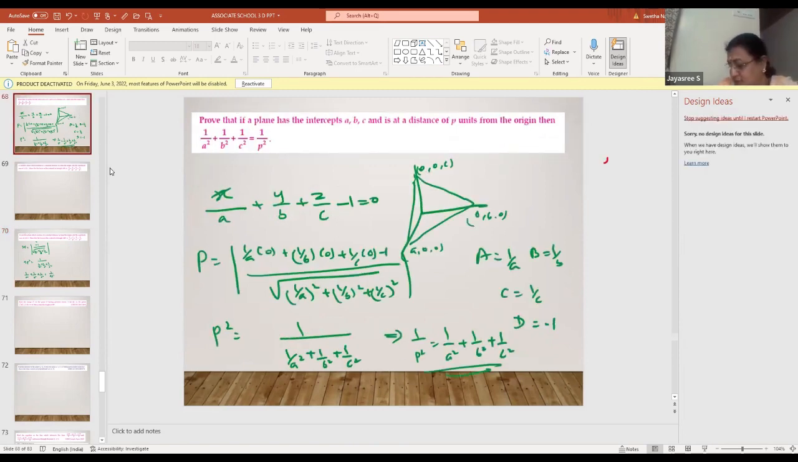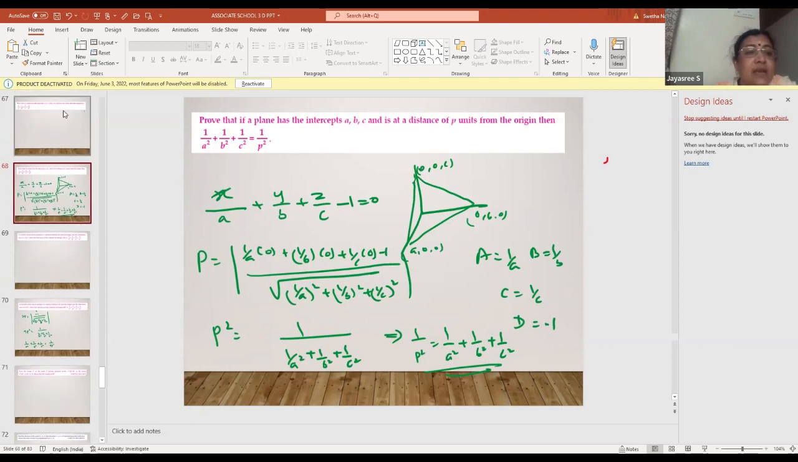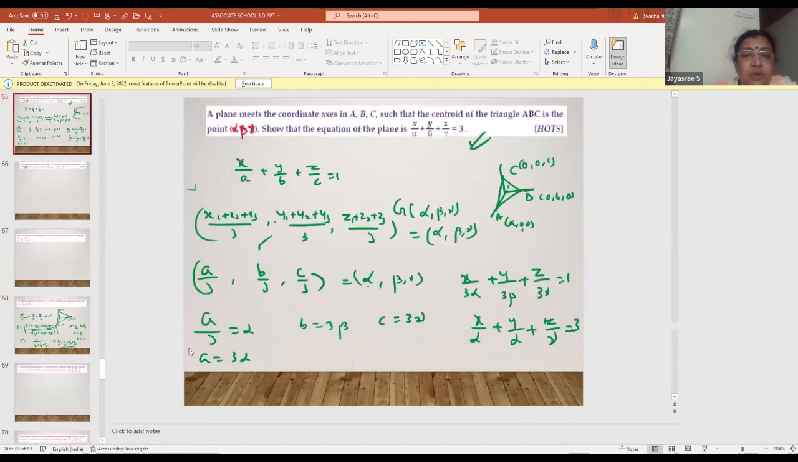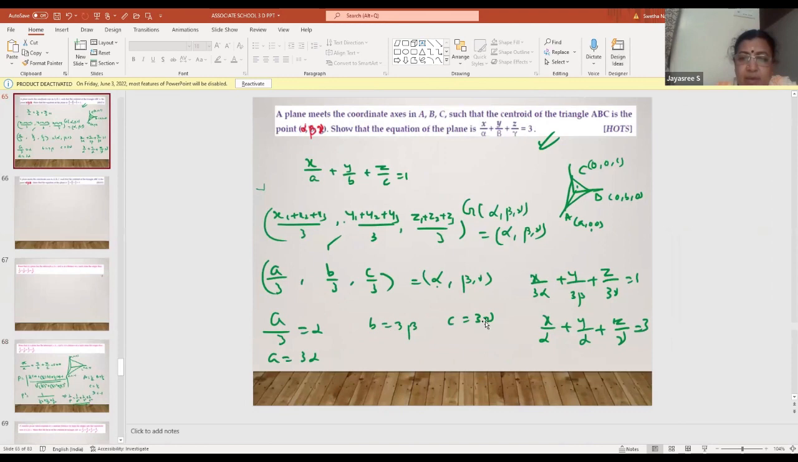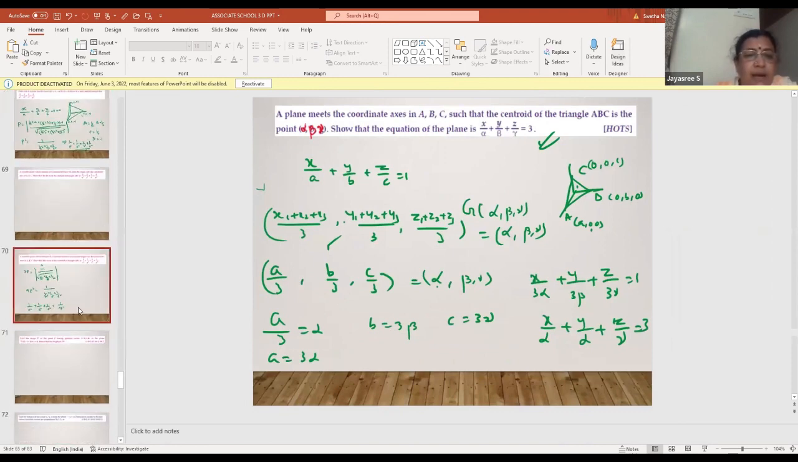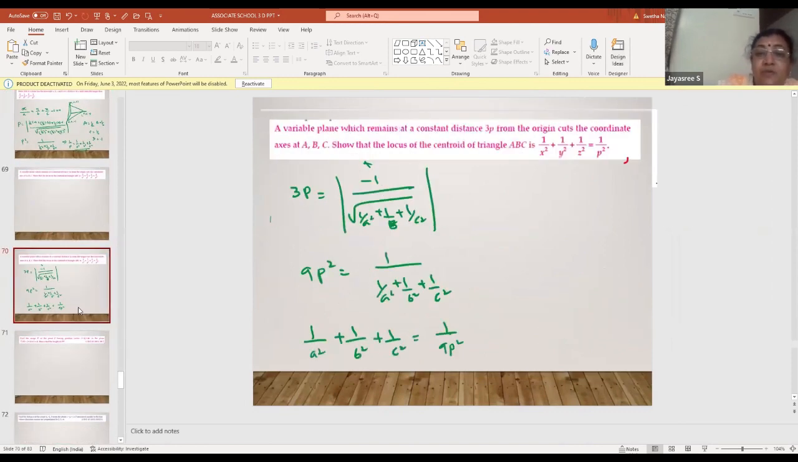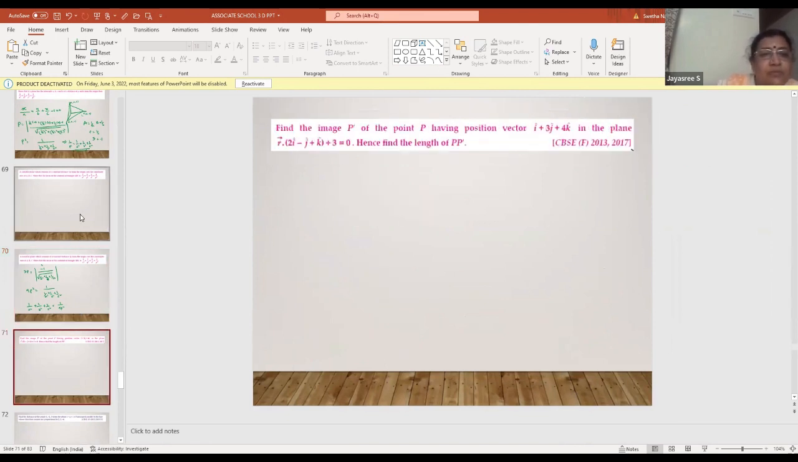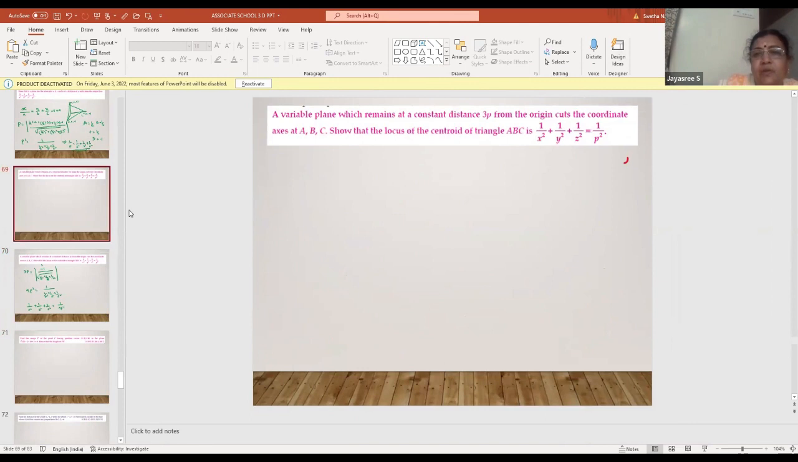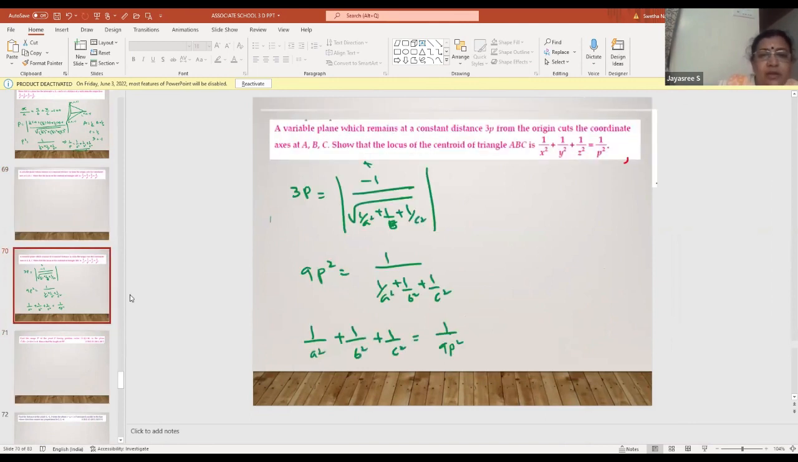Centroid concept we studied in the previous sum. Here we wrote distance, and the previous concept is centroid is a by 3, b by 3, and so on. So a is equal to 3 alpha, b is 3 beta, c is 3 gamma. Bringing that back here, a is 3 alpha. So replacing, 3 alpha the whole square, 3 beta the whole square, 3 gamma the whole square. So 9 gets cancelled, we get this part. So this is what the sum is.